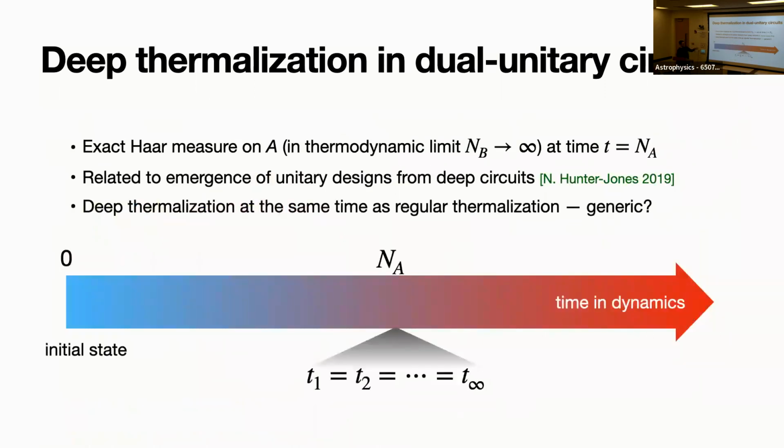So the picture we get here is as follows. Basically, we have an initial state that evolves, and at a time that's equal to the size of the subsystem, we achieve conventional thermalization and also deep thermalization at the same exact time. We get not only the density matrix equilibrium, but the entire form of the ensemble getting to the expected universal distribution.